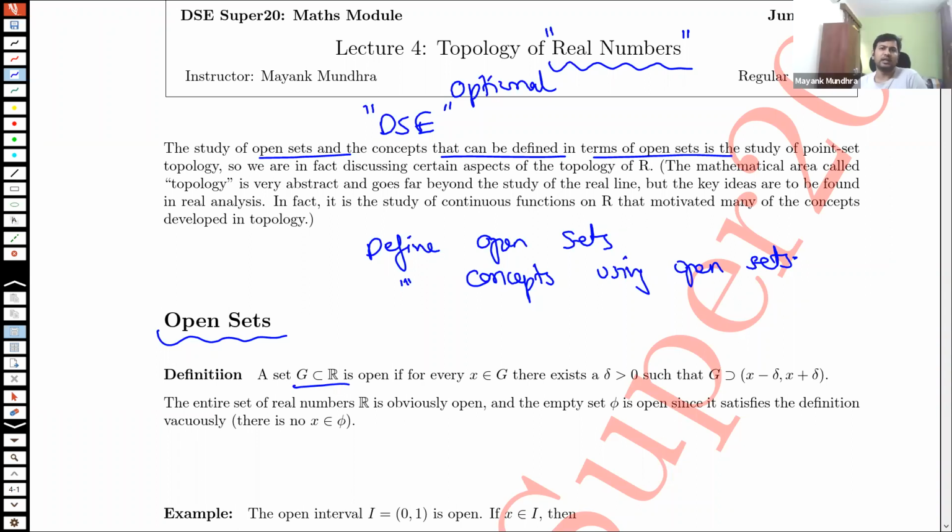But luckily for us as economists, we never go beyond real numbers. Okay, so for us, complex numbers and all those things don't exist.